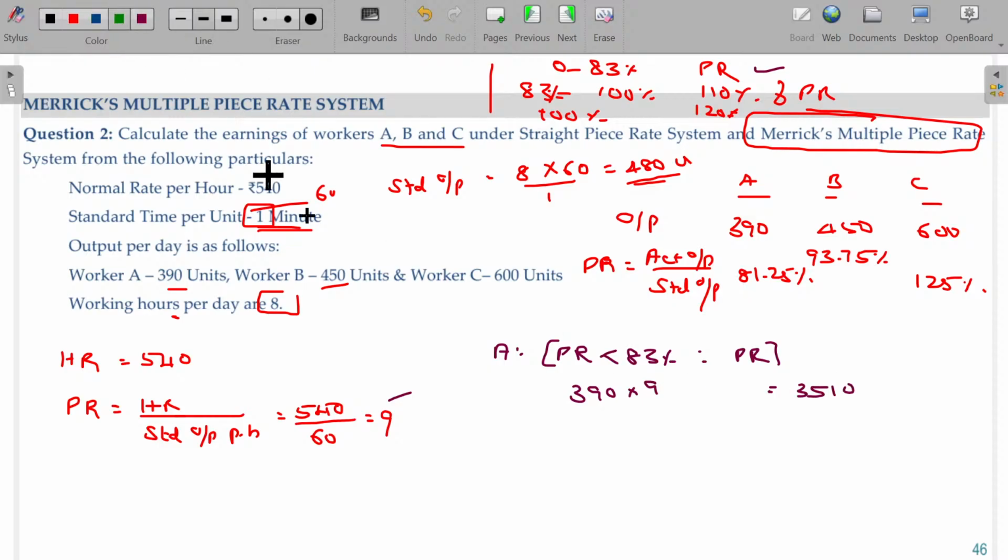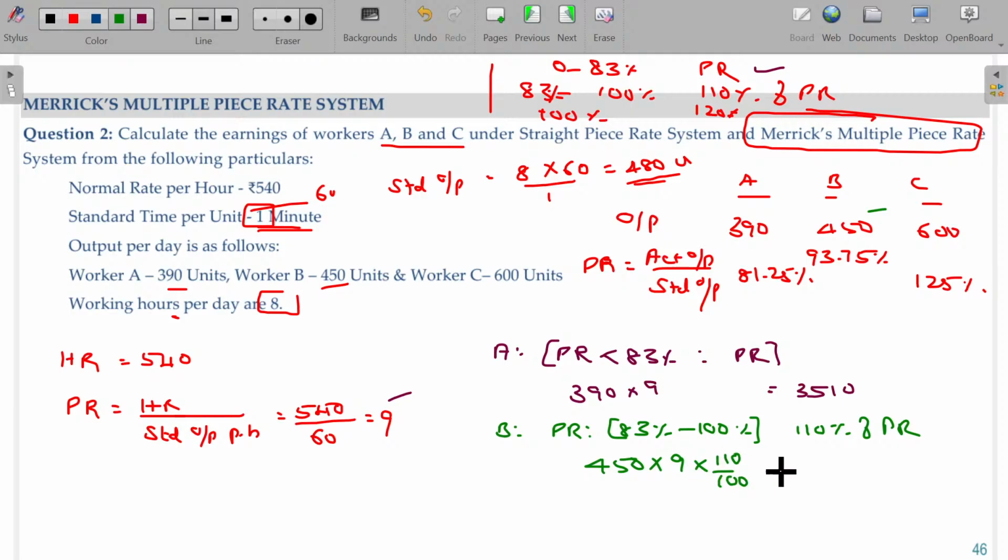3,510. In case of B, his performance rating is in the range between 83% to 100%. Then 110% of piece rate is offered to him. Number of pieces produced being 450 into 9 rupees into 110% will be offered. And 4455.